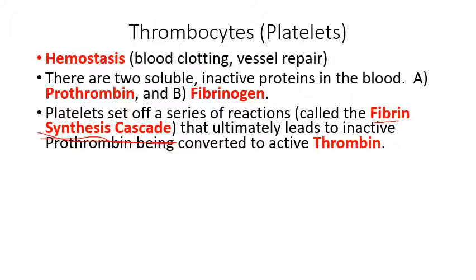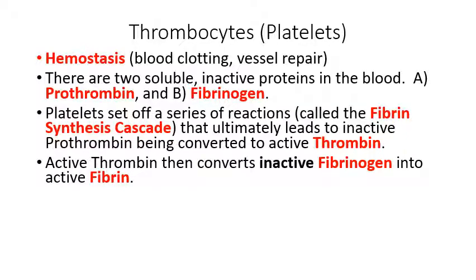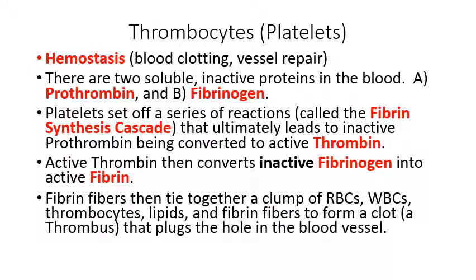And ultimately they form active thrombin. Thrombin is a protein, active thrombin. Okay, so active thrombin converts inactive fibrinogen into fibrin, and it's actually fibrin that forms the clot. So fibrin fibers then tie together a bunch of clumps of red blood cells and white blood cells and lipids and thrombocytes and a bunch of other junk that forms a thrombus, or a blood clot, that plugs the hole on the inside of the blood vessel.